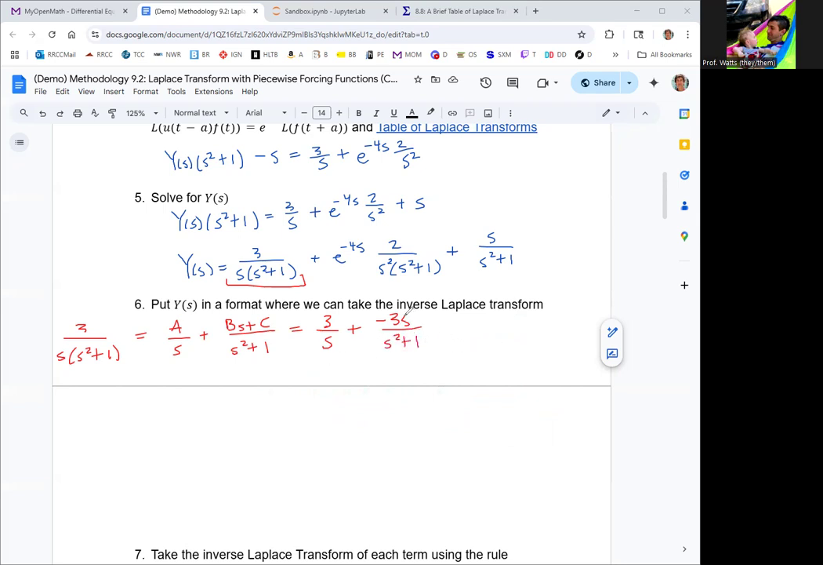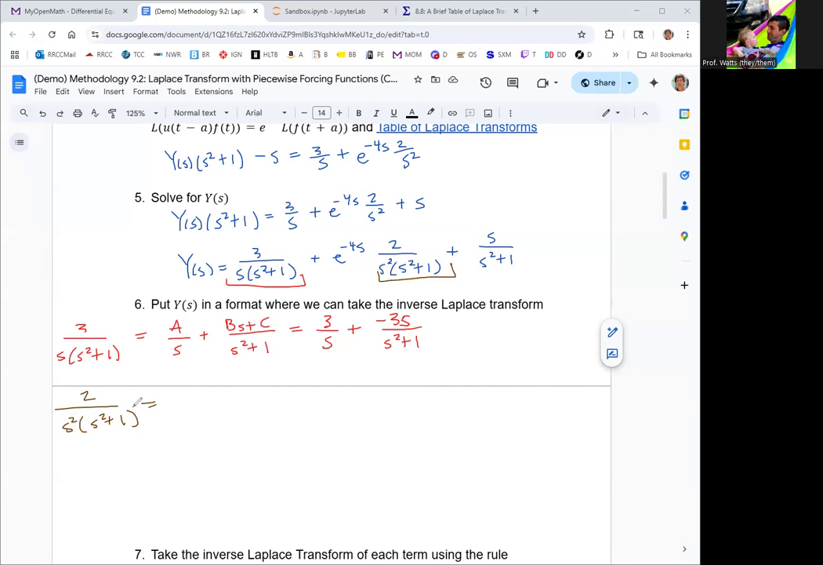And these are both ones we can take the inverse transform of. We just have to get those 3 and -3 coefficients brought out front. All right, so that's good to go. What about this one? So that s squared makes it different.